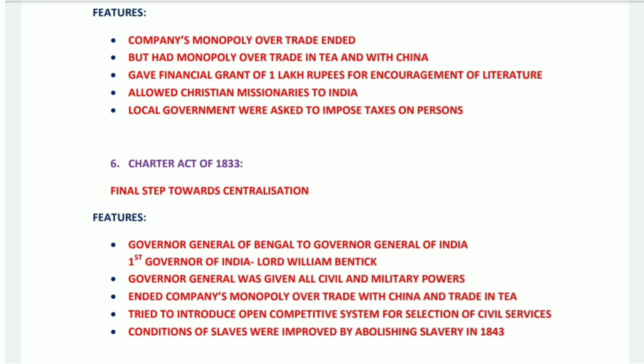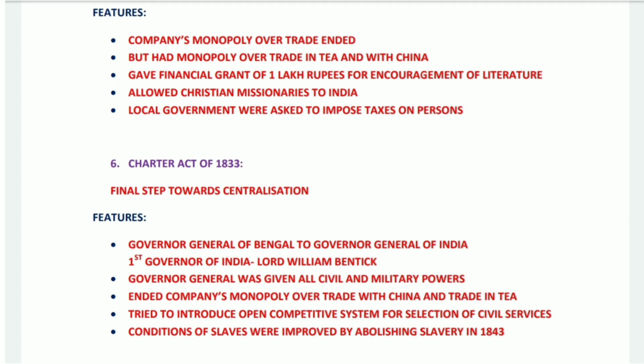So clearly, the affairs of East India Company as a commercial body ended, and it started working as an administrative body. So after this, in the Governor General's Council, law members were also appointed for professional advice, and the laws made by the law members were called acts. So before this act, that is before the Charter Act of 1833, all the laws made were called regulations, and after this act, the laws made were called acts.